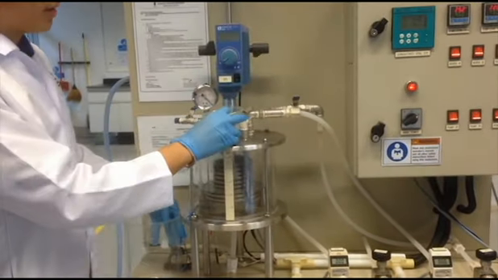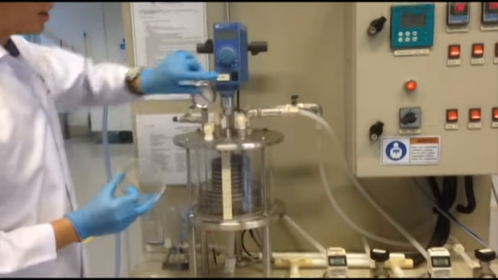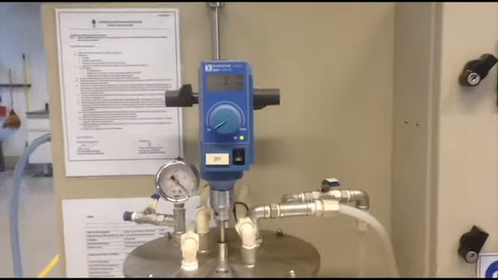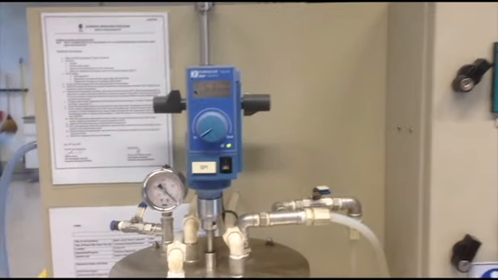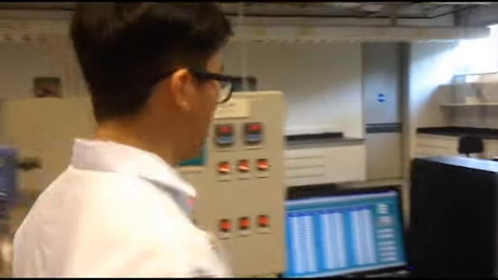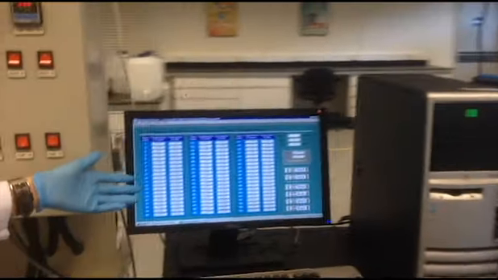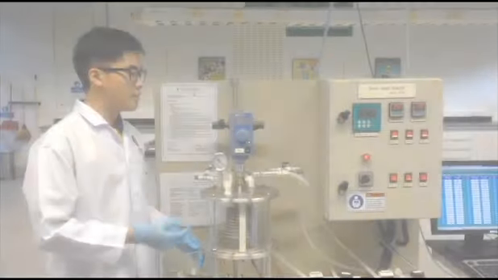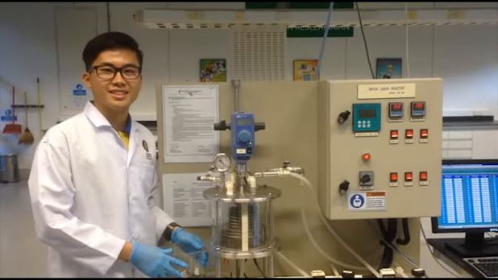After that, turn on the stirrer and set it to 50 RPM. And start recording the conductivity at every 1 minute interval. Repeat the experiment with the other 4 conditions.